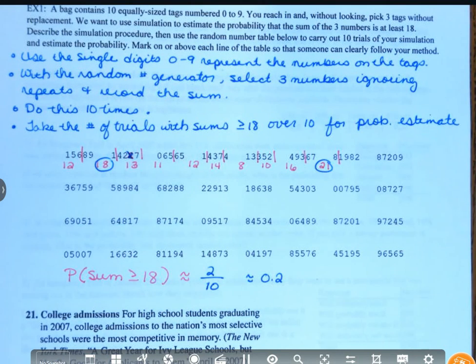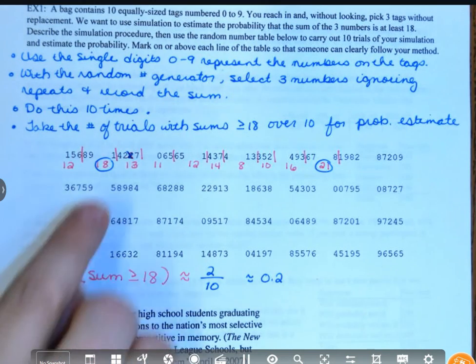Record the sum. You have to tell me what it is that we are keeping track of here. I'm not keeping track of what the individual numbers are. I'm keeping track of what their sum is. We're going to do this 10 times. And we're going to make my decision, we're going to take the number of trials that we had whose sum was greater than or equal to 18. We're going to put it over 10 for our probability estimate.